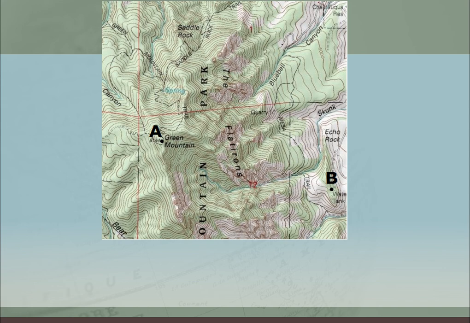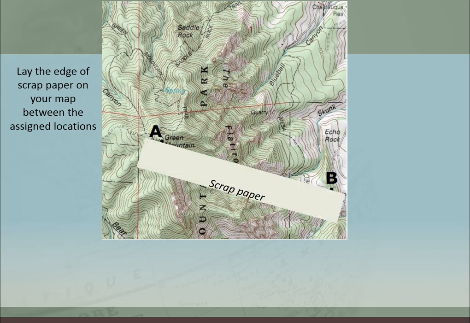So here's an example. We're trying to find the distance from point A on Green Mountain to point B, the water tank. First, you're going to lay the edge of a piece of scratch paper on your map. Then, you're going to mark the center of your points on the scratch paper. Here's the center of point A, and there's the center of point B. You need to make sure you always get the center.